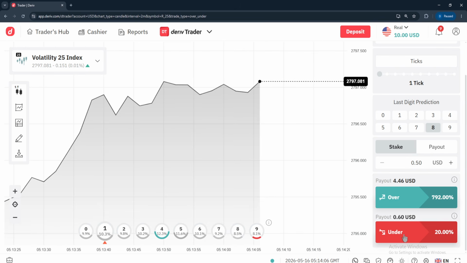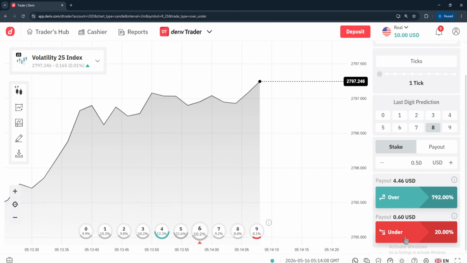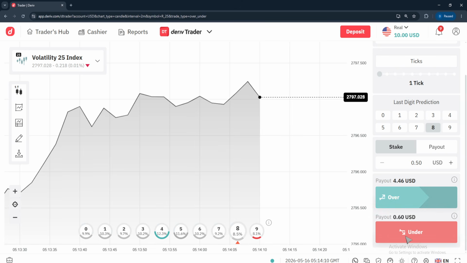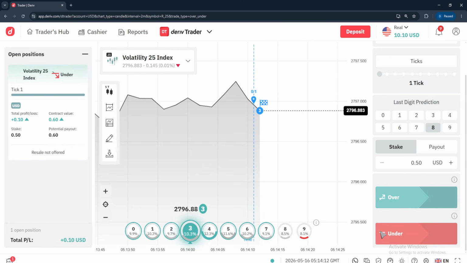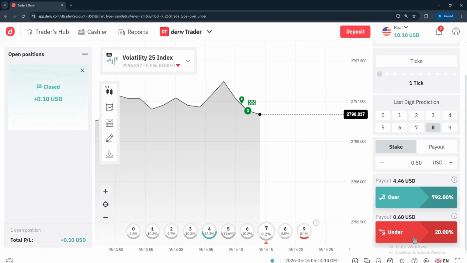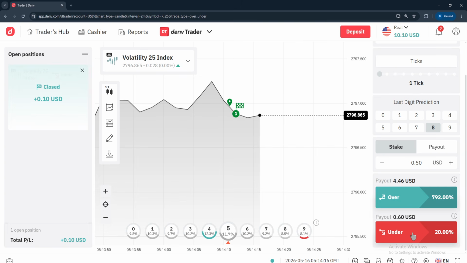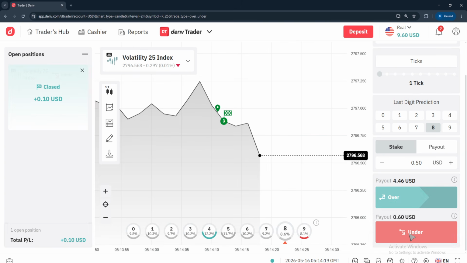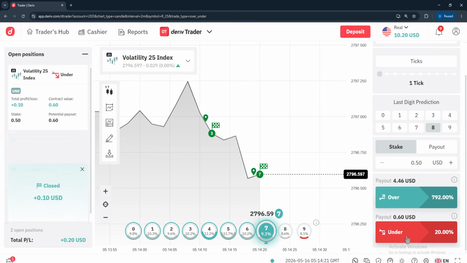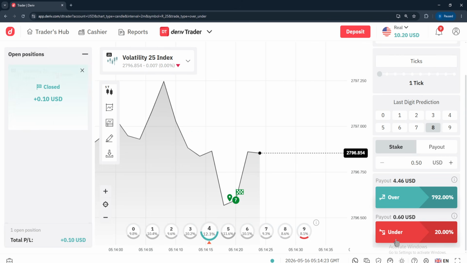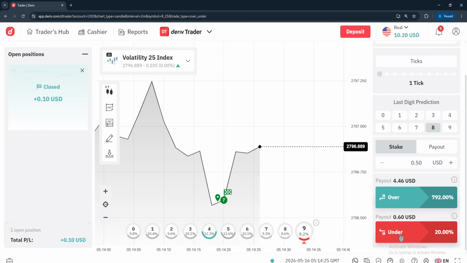So right now you're at 0 and then you go to 1, okay? 6, okay? 8, under. Boom, a profit. So that is the first one. That is 0.10. Remember, we are targeting between 1 to 2. Again, 8, under. That's another one, 0.20. Again, it can carry some risk, so you have to be really careful.